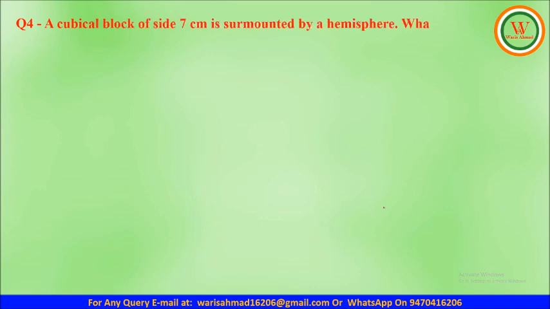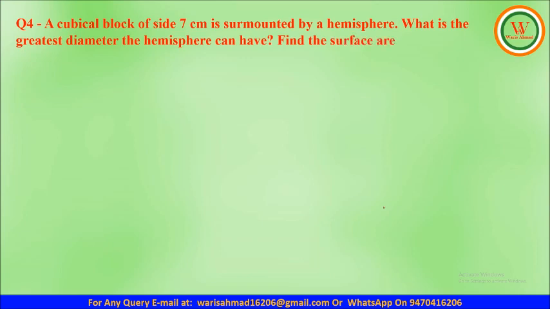Now let us have question number 4. A cubical block of side 7 centimeter is surmounted by a hemisphere. What is the greatest diameter the hemisphere can have? Find the surface area of the solid.